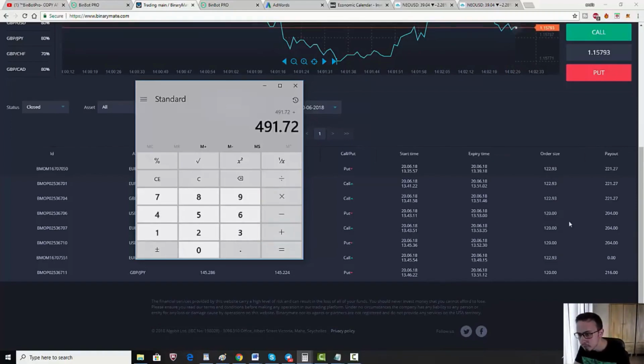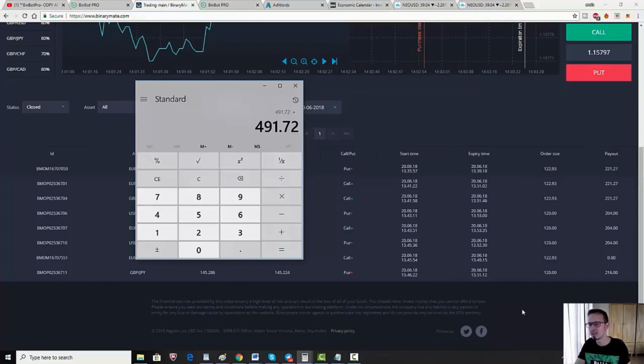Then plus 120, 120, 120, 120. Again 4 times. So 4 multiplied by 120. How much will that be? That will be 480. Is it? So 480. Am I right? So 480. So it's 971.72. So this was our total investment, the money going in. And now let's calculate the money going out.